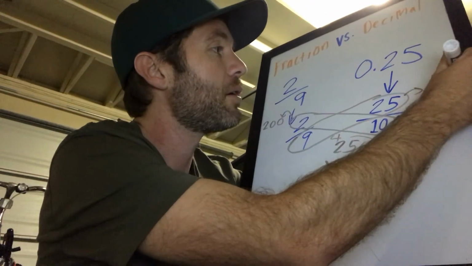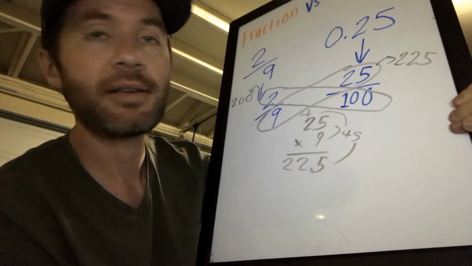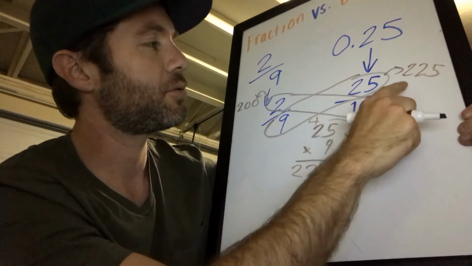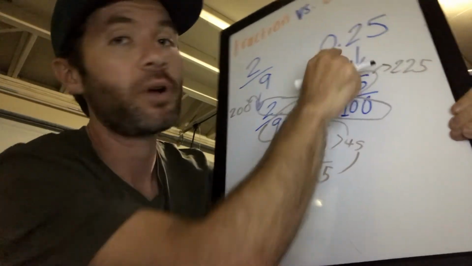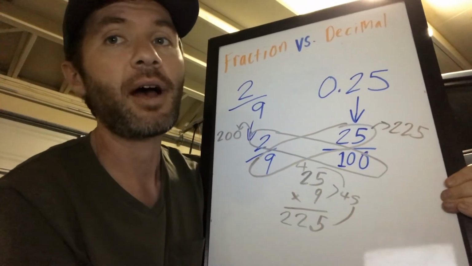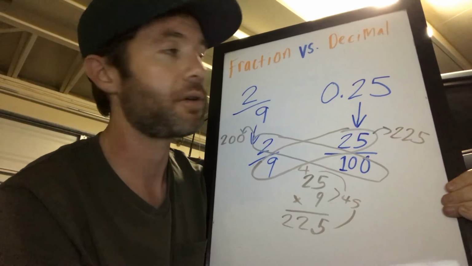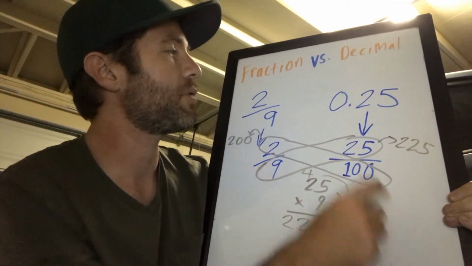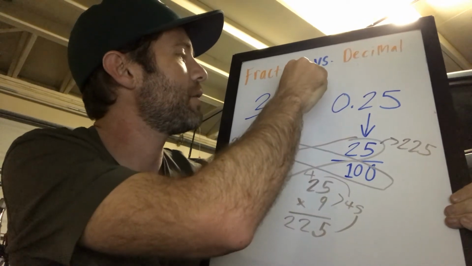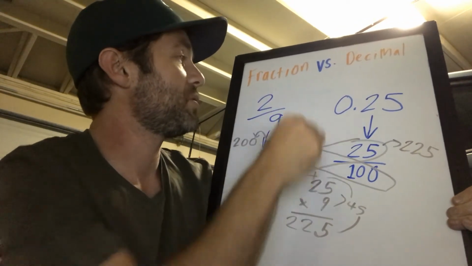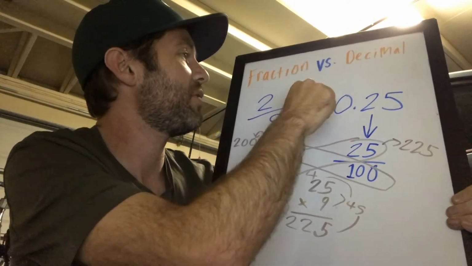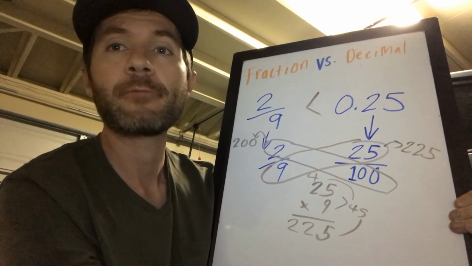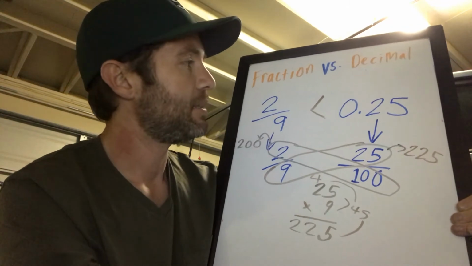So now, with my butterfly method, I can tell that the right side is greater, the 25 hundredths, which is really my 0.25 or 25 hundredths. So now I know that, after several different steps, I can tell you with most certainty that 0.25 is greater than 2/9.